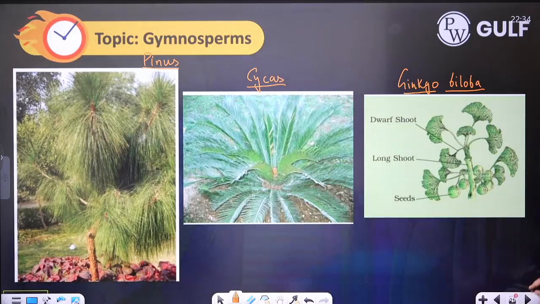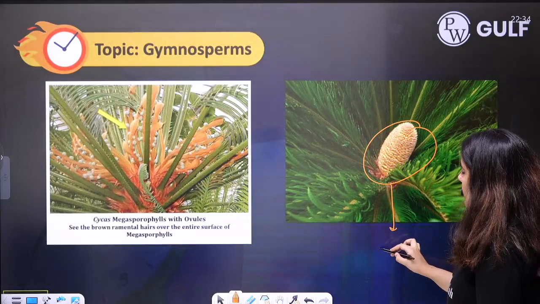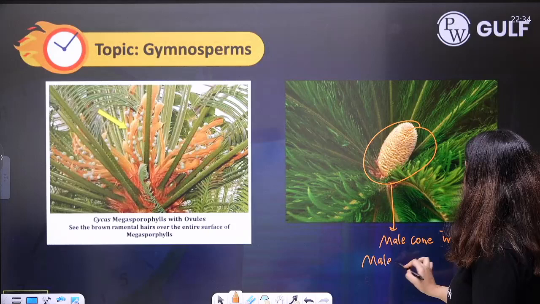And here you can see some cones, right? This is the male cone in a male cycas plant. Female cycas plant doesn't form a cone.